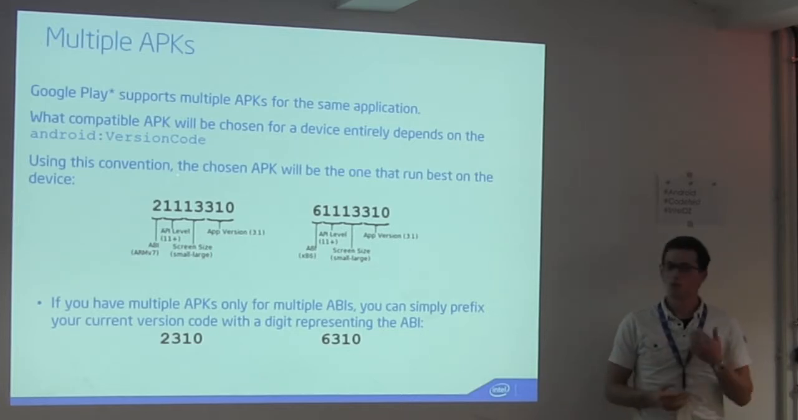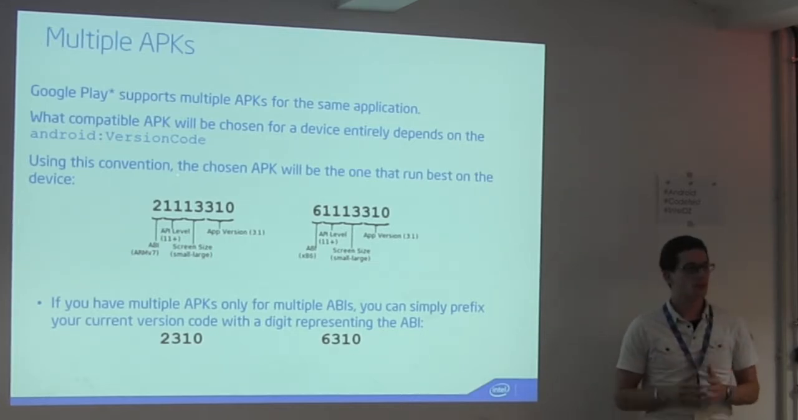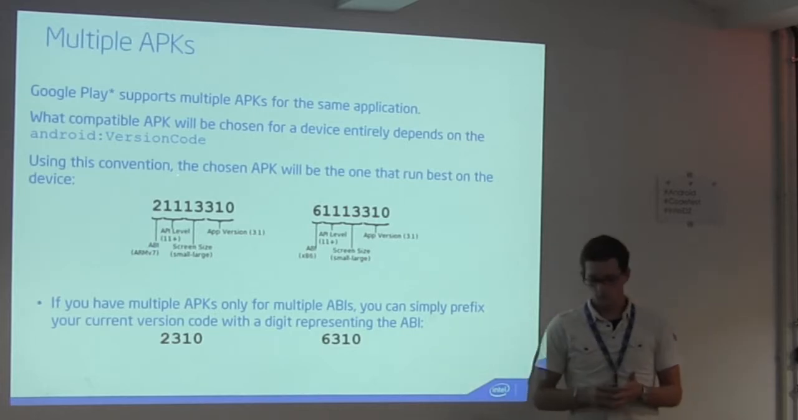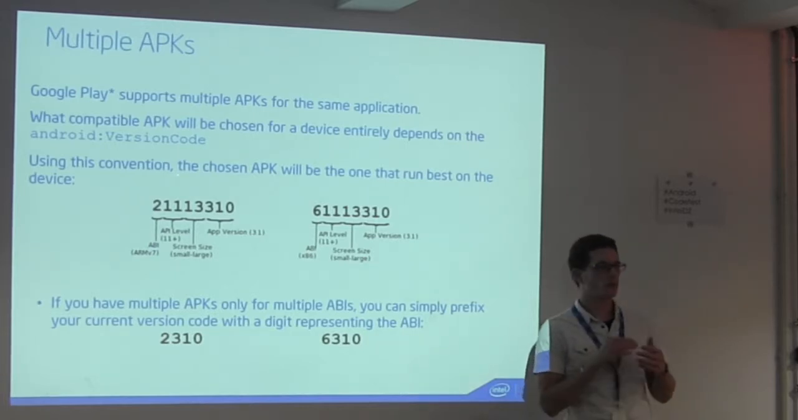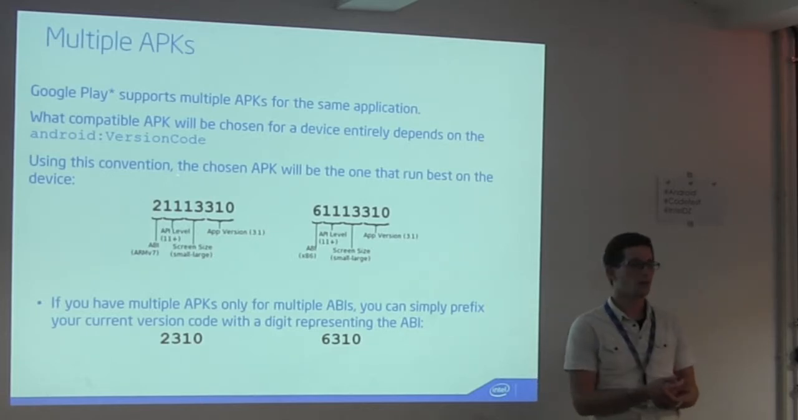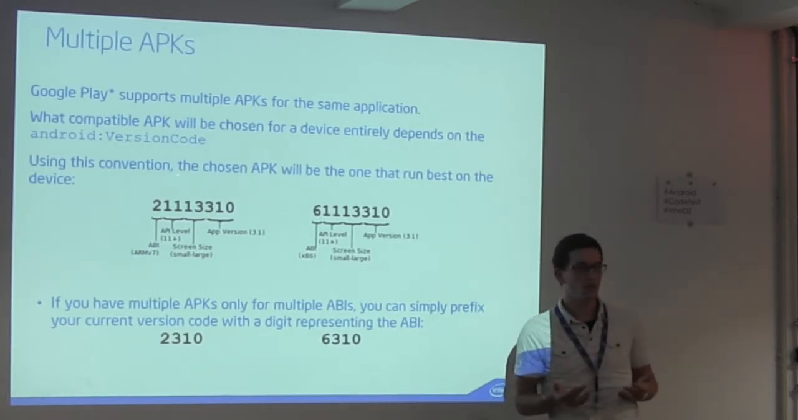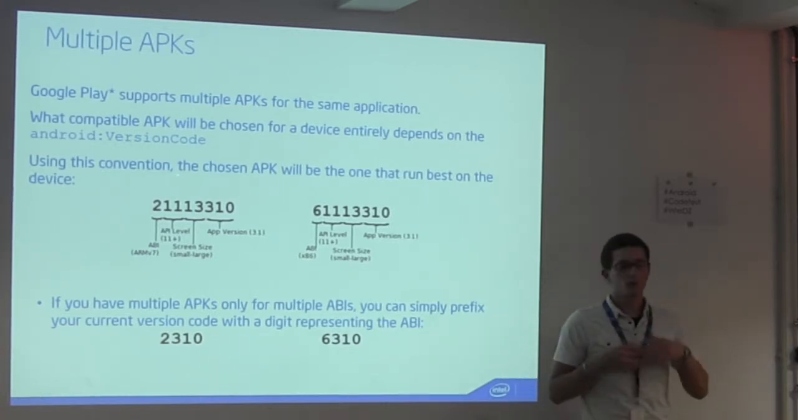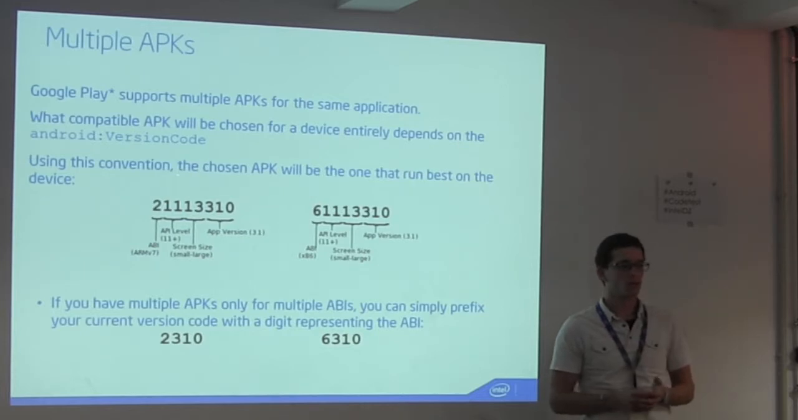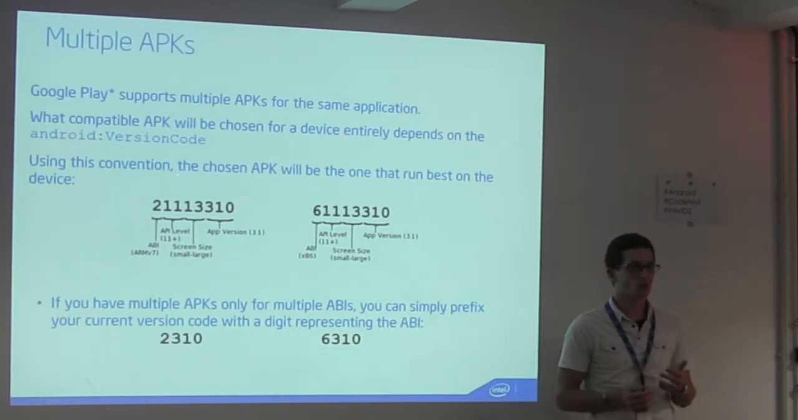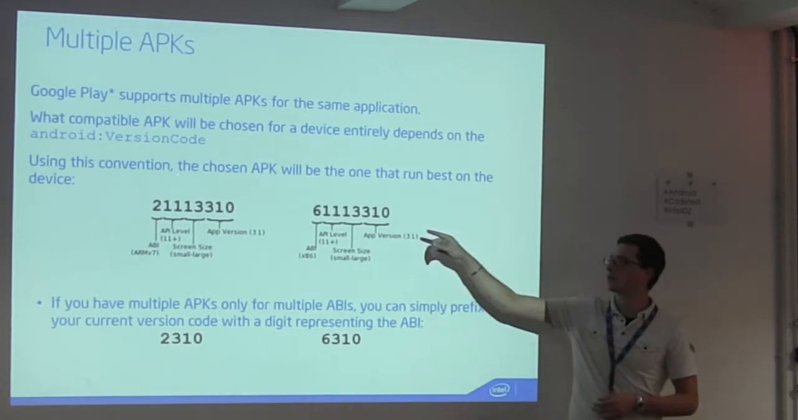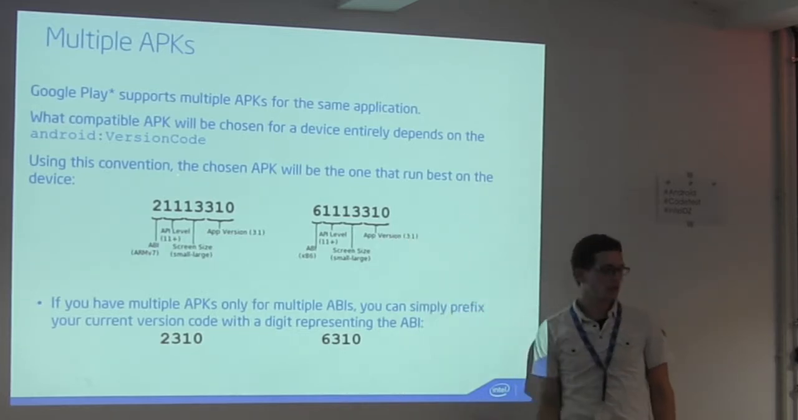And when you upload multiple APKs for one application on the store, that means you will have several APKs for the same app. And the user, when he goes on the store, will just see one application, and when he clicks download, he will download only one APK. He will not choose himself. And so the store will deliver only one APK, among the list of compatible APKs, based on the highest version code number.